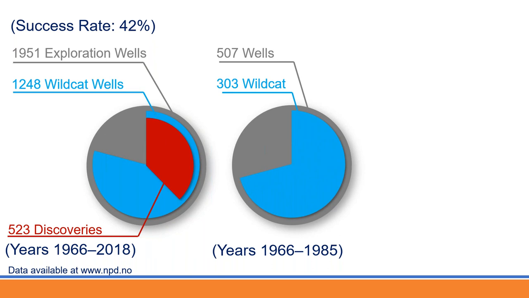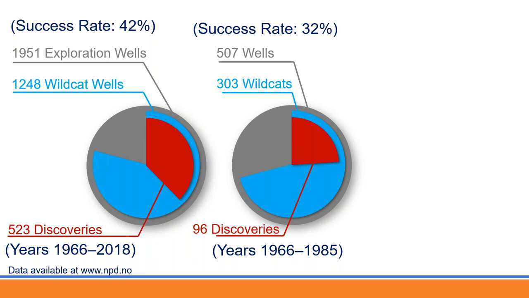And only 96 discoveries. So in the early years, the success rate was lower. And perhaps I can understand it. Perhaps it's because the geology was not known, and the oil exploration industry was at its infancy. I would expect the result of exploration to improve over the years as the understanding improves and as the technology improves. And this actually confirms my guess.